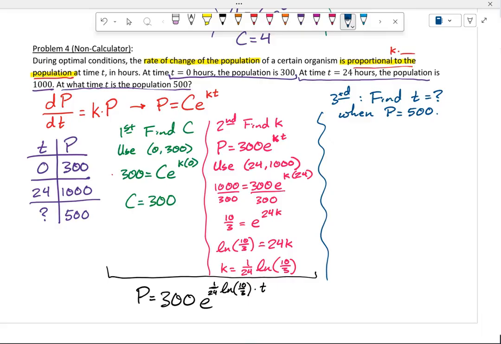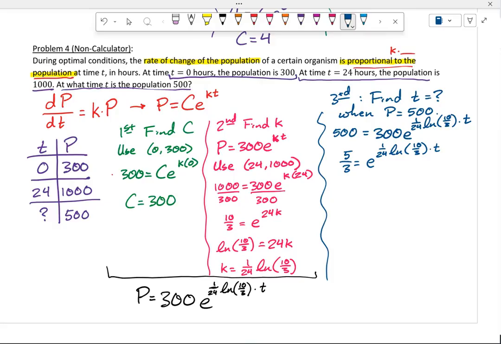So we are finding t when p equals 500 using our general solution that we have down at the bottom in black. So that's going to be 500 equals 300 e to the 1 over 24 natural log of 10/3 times t. And we're solving for that t. So what would we do first to solve for our t? Good. Divide by 300. That should simplify to 5/3. Are we good with that? All right. e to the 1 over 24 natural log of 10/3 times t. What would we do next?